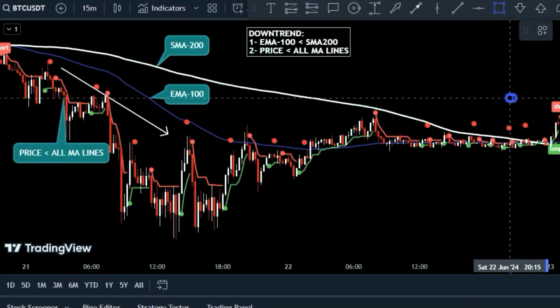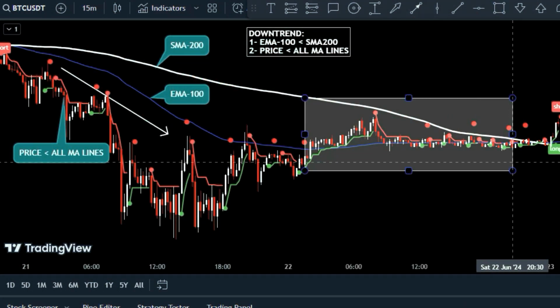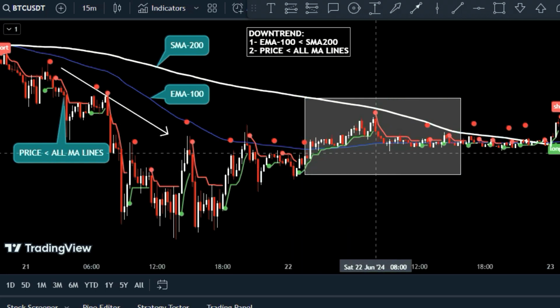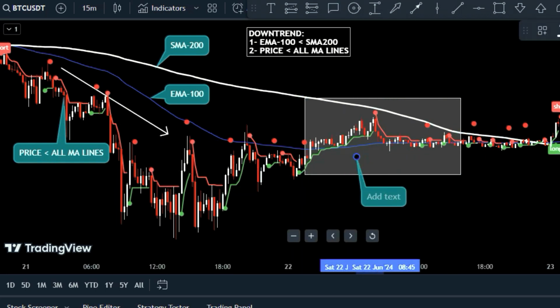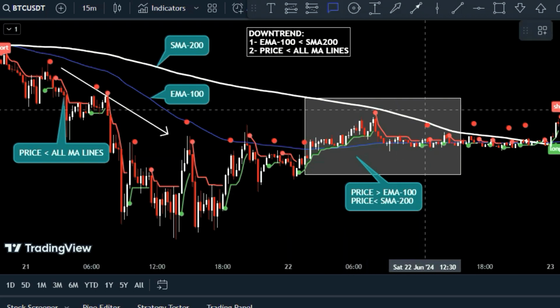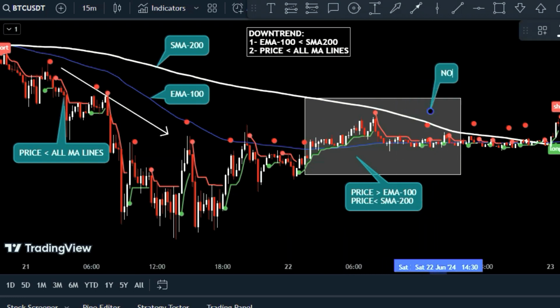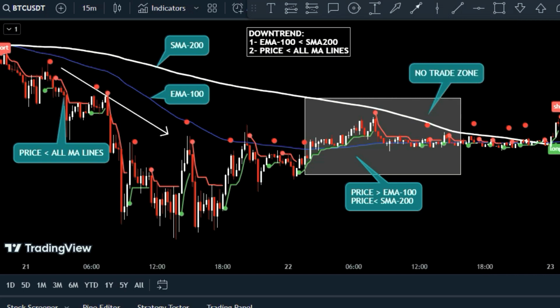So now let's tackle those tricky situations where the indicators seem a bit confusing. For example, when the EMA 100 is below the SMA 200 but the price sneaks in between them, sitting above the EMA 100 but below the SMA 200. In this scenario, it's best to hold off on entering a trade. The market is sending mixed signals and it's always better to play it safe than sorry.